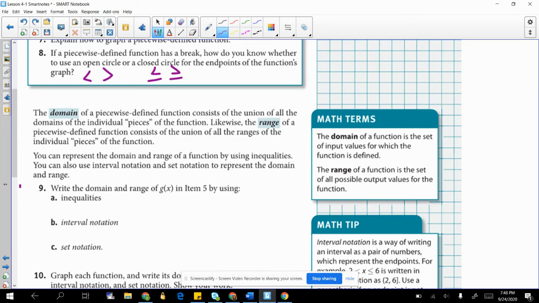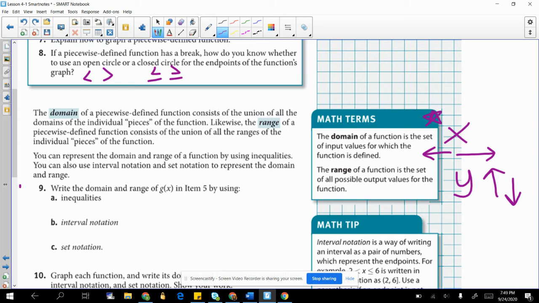Up next, we are going to talk about domain and range. So if we look at our math terms over here, it says the domain of a function is the set of input values for which the function is defined. Okay, so domain is your x, so that's how far left or right your graph will go. Then it says the range of a function is the set of all possible output values for the function. So the range is your y, and that's how far up or down your graph will go. Okay, so that's important. Maybe jot yourself that little note.